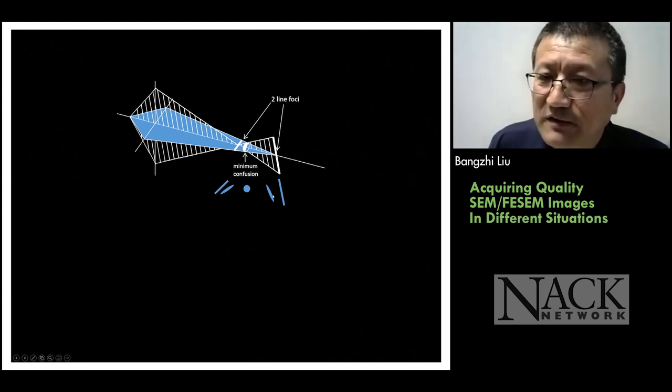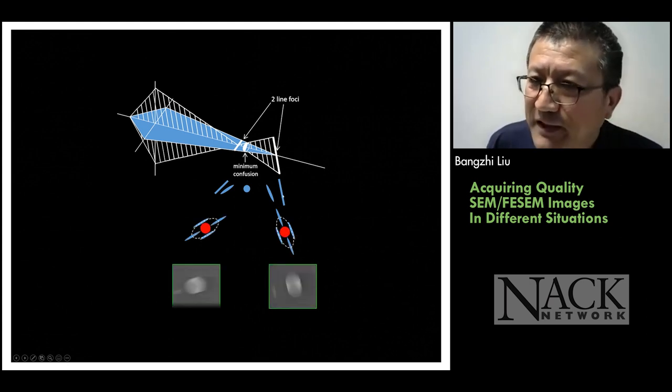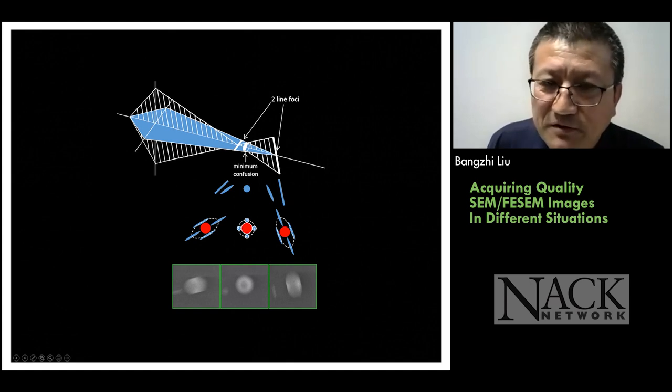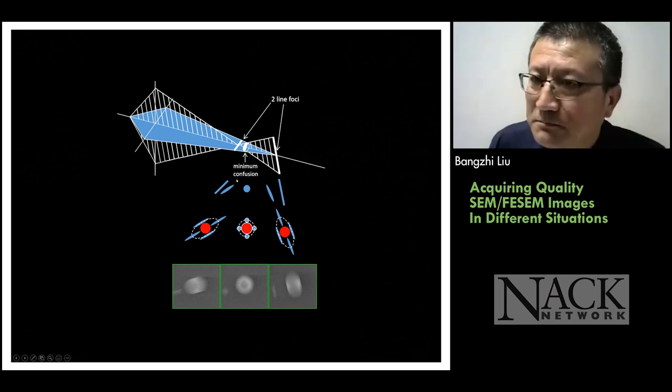You have different shapes pointing in different directions. So if your sample is right here, the image will be stretched along this direction. If your sample is right here, the image will be stretched along a different direction. If you are here, the shape is fine, but it's not clear because the lens is not perfect. We need to correct it.